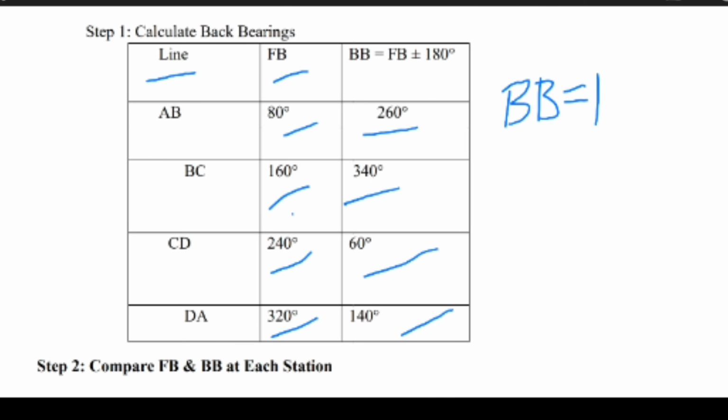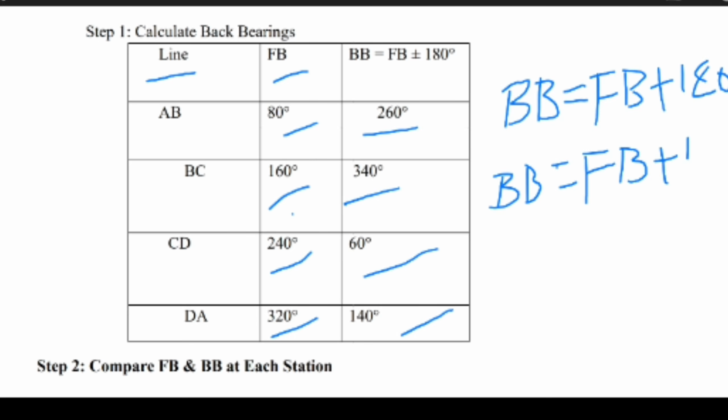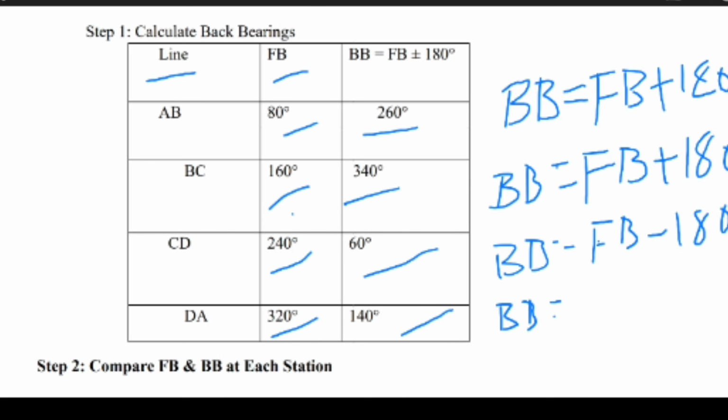For the first one, back bearing is equal to fore bearing plus 180 degrees. For this, less than 180 degrees, same: back bearing is equal to fore bearing plus 180 degrees. Third one, back bearing is equal to fore bearing minus 180 degrees. Why? Because this is more than 180 degrees as given. So back bearing is equal to fore bearing minus 180 degrees, you will get this value.